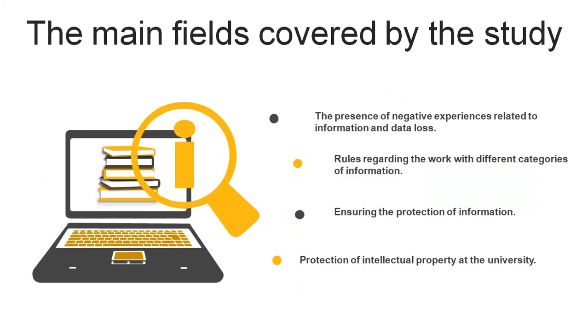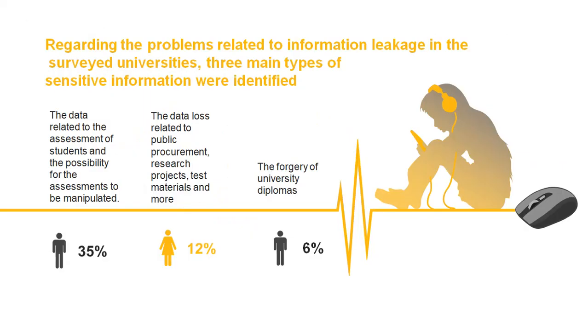So I will briefly speak of the results of this study. The main fields that we covered by the study were the presence of negative experiences related to information and data loss, rules regarding the work with different categories of information, ensuring the protection of information, and protection of intellectual property rights at the university.